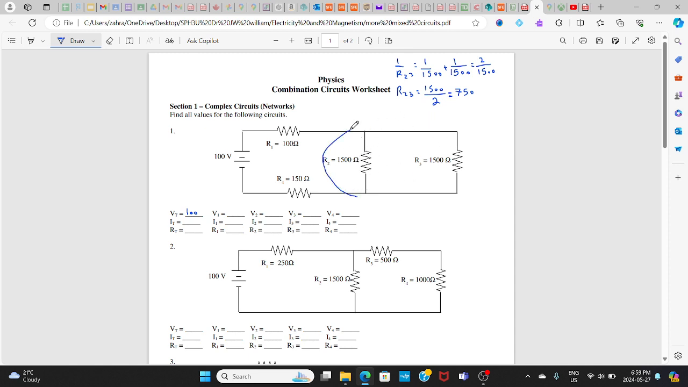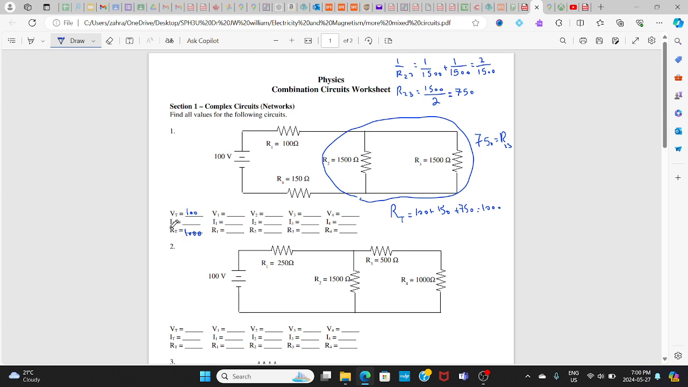If I just replace the whole thing by 750, now I call it R23. R23 and R4 are in series, right? Connected in series. Therefore, R total is simply 100 plus 150 plus 750, which is equal to 1,000. So our R total is going to be 1,000.